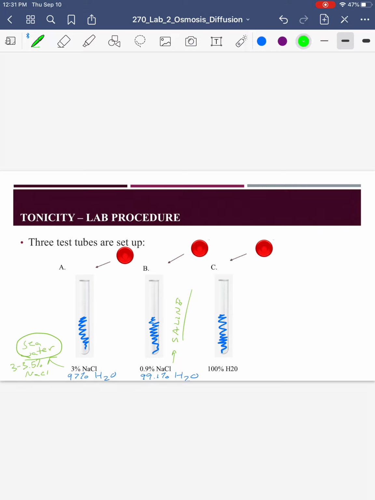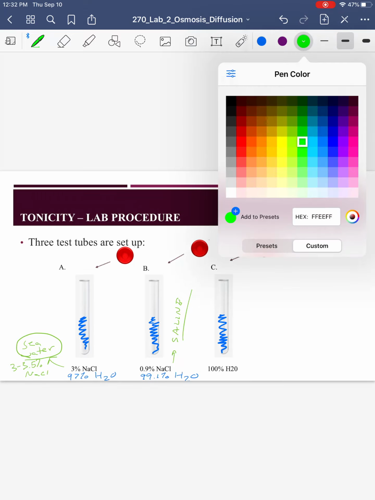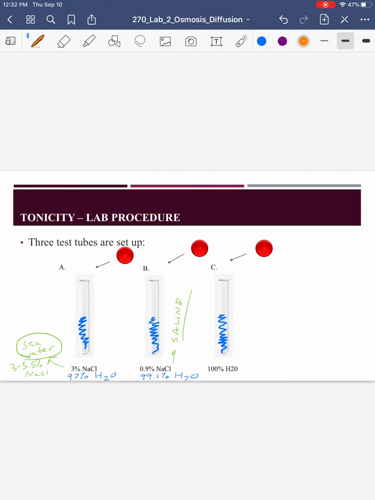So I mentioned, let's see, was there orange? Good. I mentioned seawater and saline. Perfect. Once you complete this lab and you have labeled which test tube would be a hypertonic, hypotonic, and isotonic solution, you're going to be able to understand my next question.